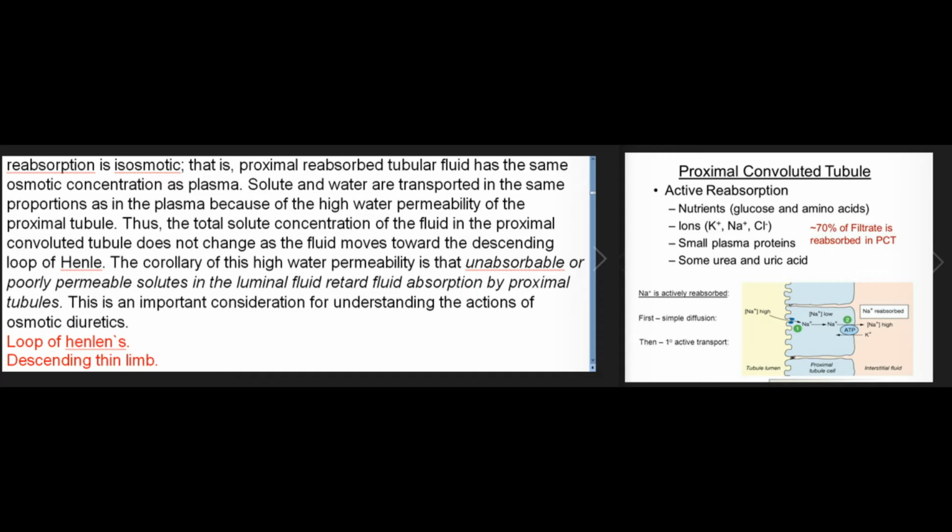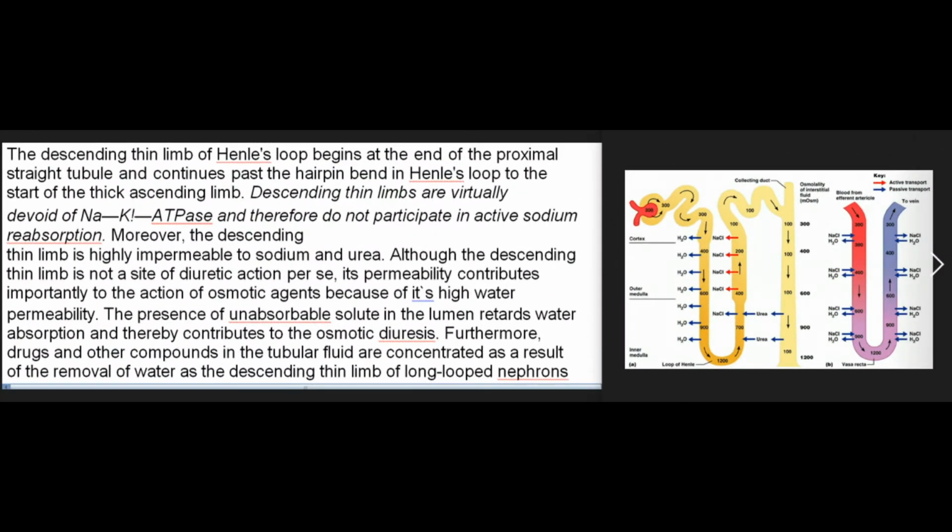Loop of Henle. Descending thin limb. The descending thin limb of Henle's loop begins at the end of the proximal straight tubule and continues past the hairpin bend in Henle's loop to the start of the thick ascending limb.